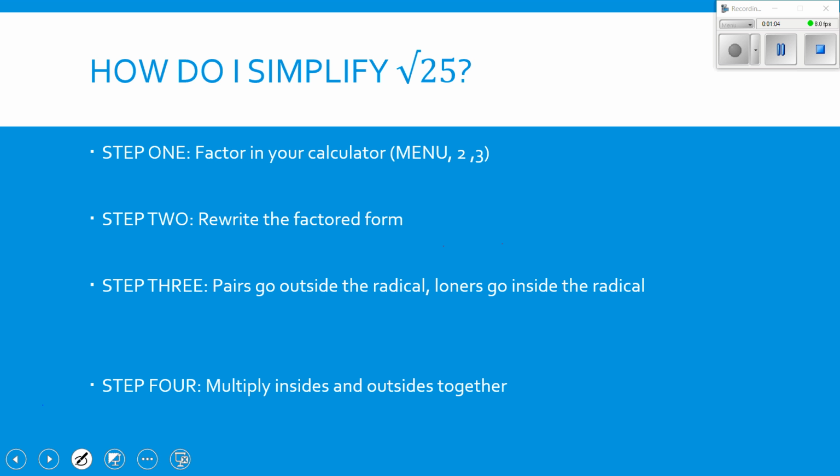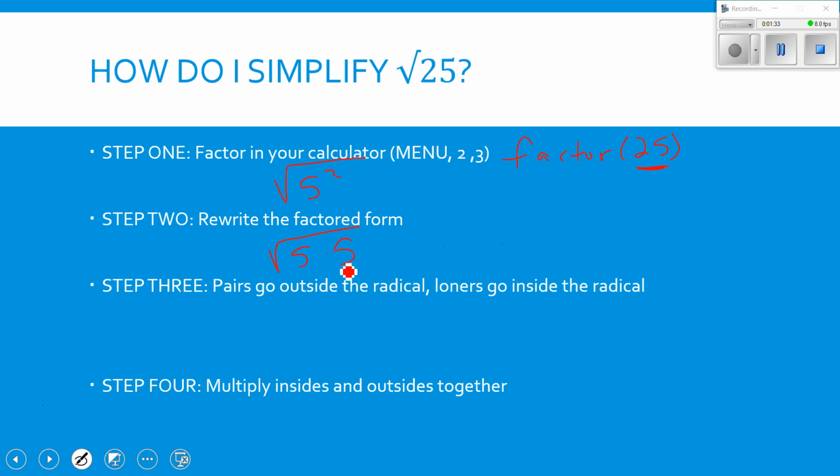And first, we'll go back to that square root of 25. How do I simplify square root of 25? You're going to factor it in your calculator, which is menu 23. It'll show this thing that says factor. You'll type in the number you want to factor, which is just the argument, that number. Don't type square root of 25, just type 25. And it would tell you that it's 5 squared. Or, if I rewrite it out, it's 5 times 5.